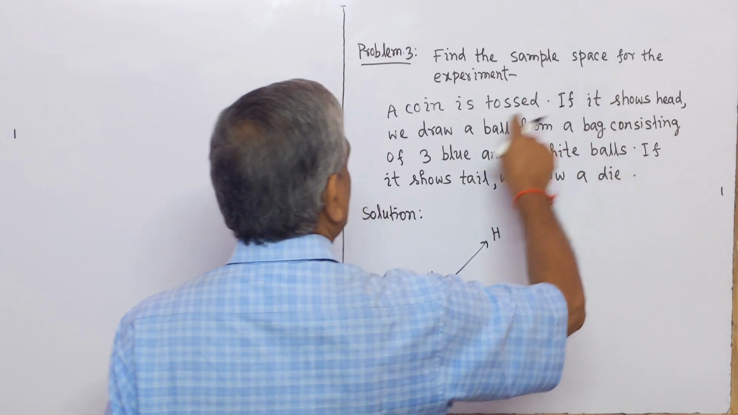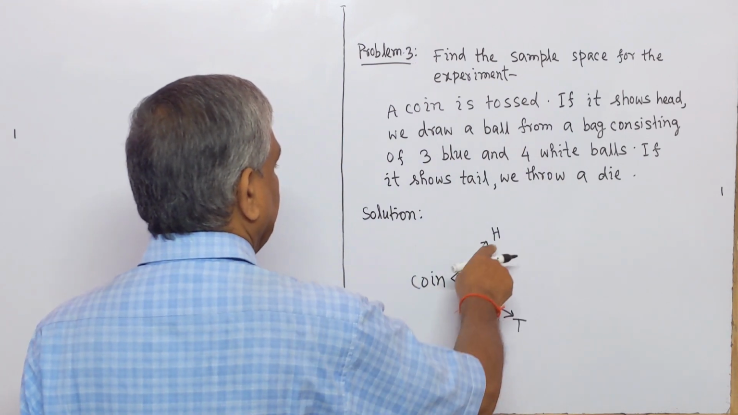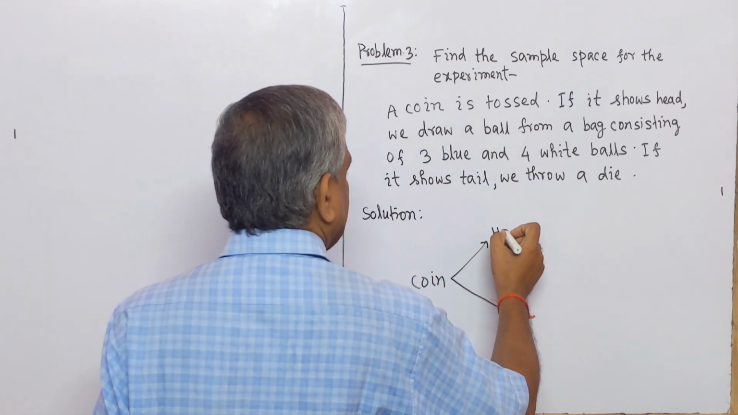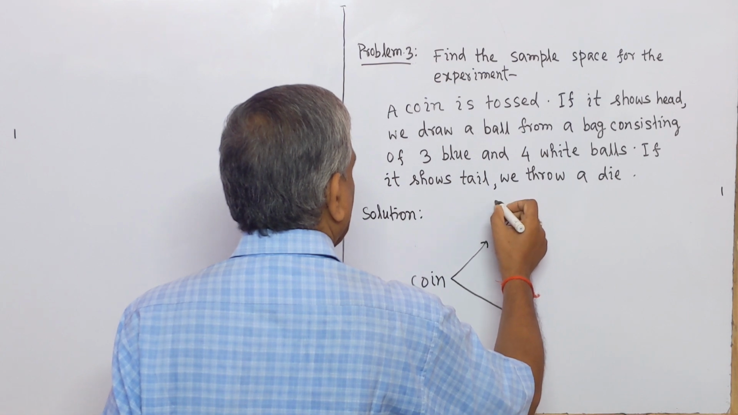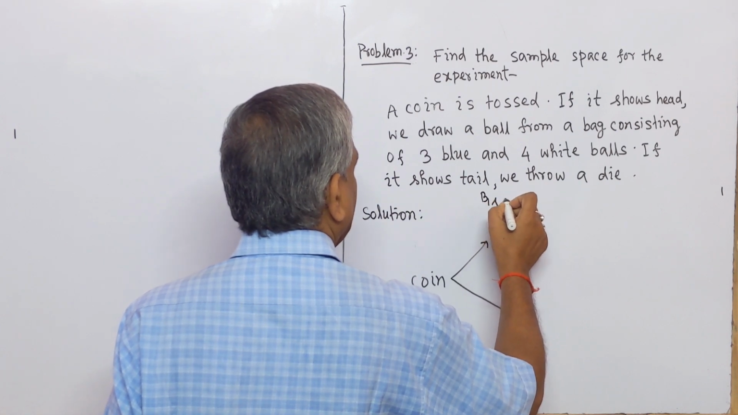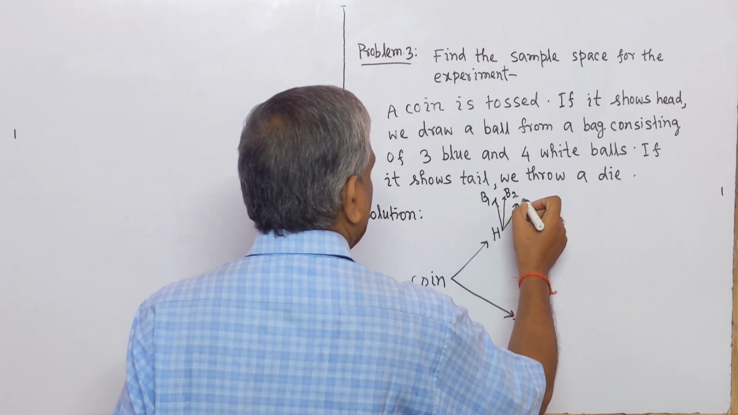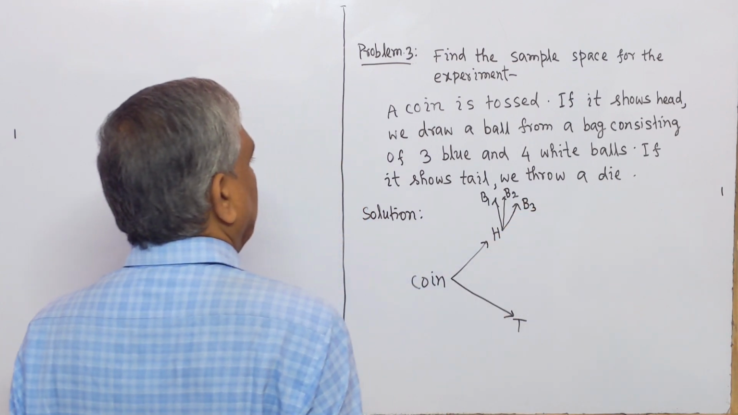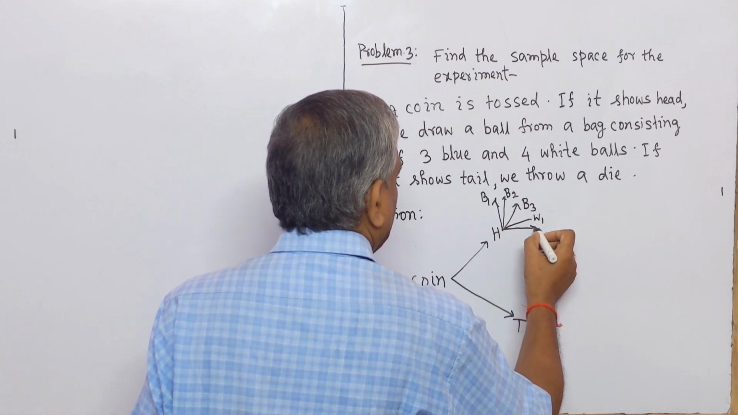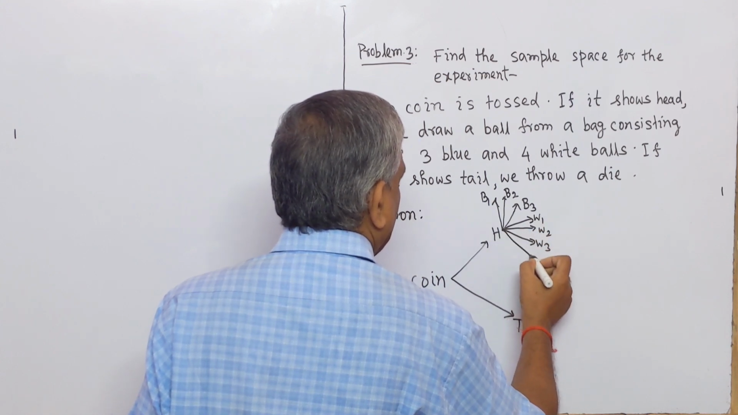If it shows head, we draw a ball from a bag consisting of 3 blue and 4 white balls. Here we get head, then we draw a ball from the bag. The bag contains three blue balls: blue 1, blue 2, blue 3, and 4 white balls: W1, W2, W3, W4.